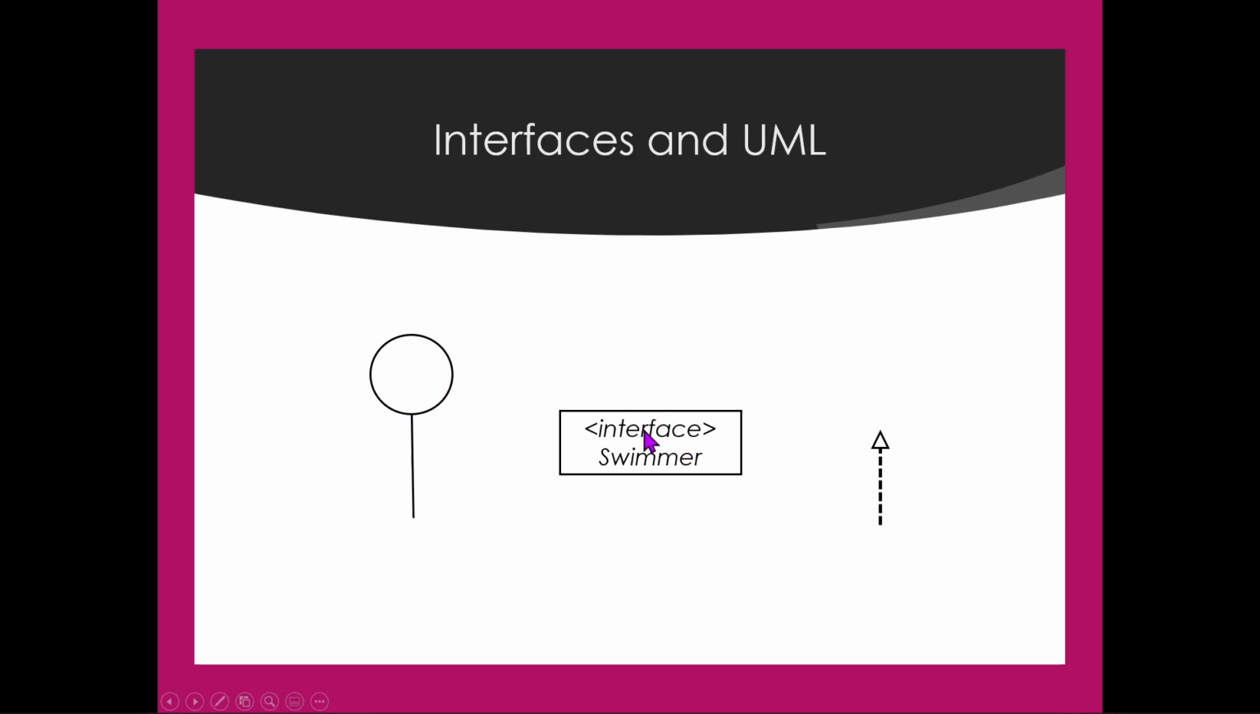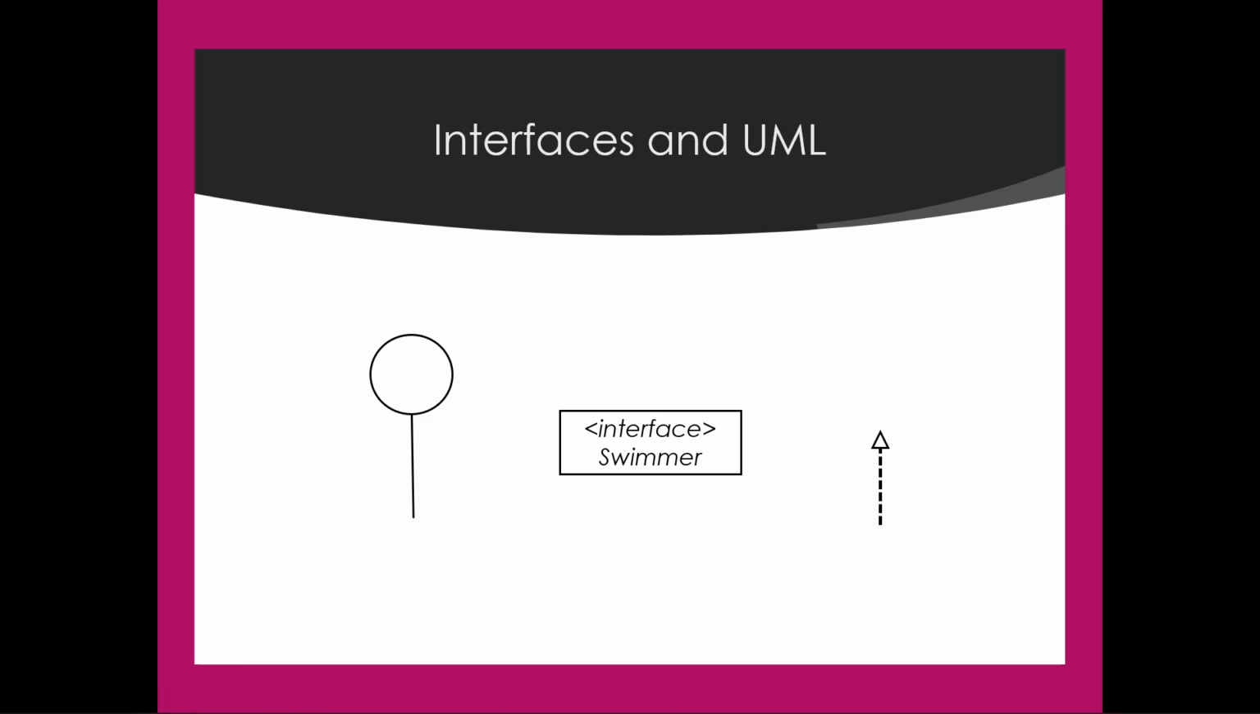Or you can define an interface with a stereotype, where you put the word interface in between the greater than and less than signs. Typically they're also italicized to look abstract because I can't create instances of interfaces. The other way you can tell is when you have the dotted line with the inheritance triangle on top. When I inherit from something with a dotted line, I'm implementing an interface.